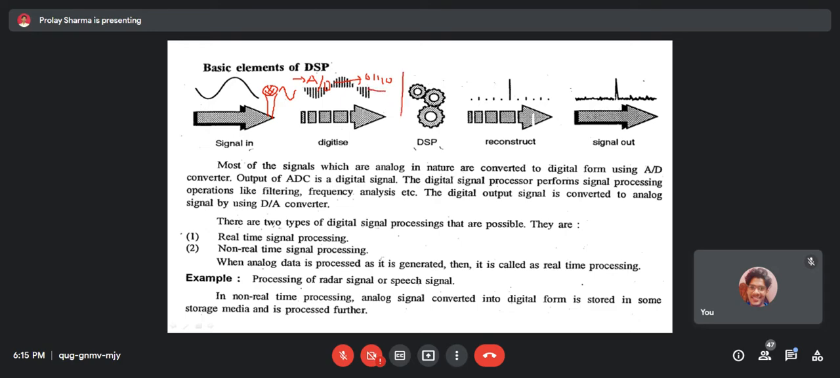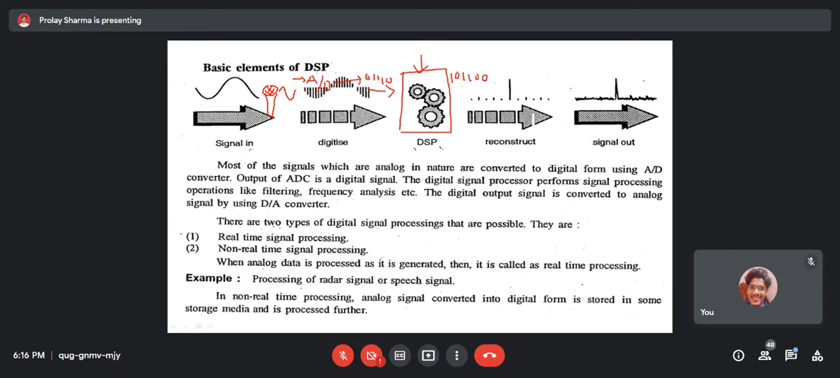So this is the DSP processor we have. It takes this digital signal. Suppose after processing we are getting the bit string like this: 1, 0, 1, 1, 0, 0. So you see that the input bit string and output bitstream are different. That means some processing is happening in between the input and output, which is called digital signal processing.